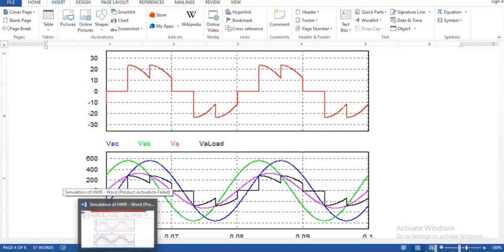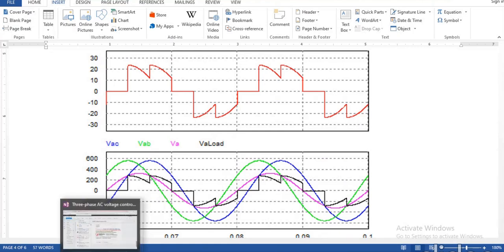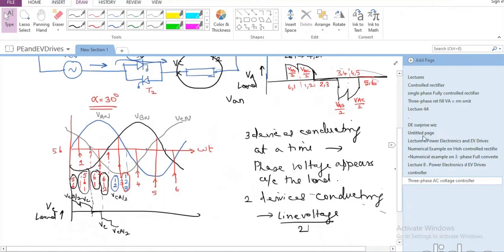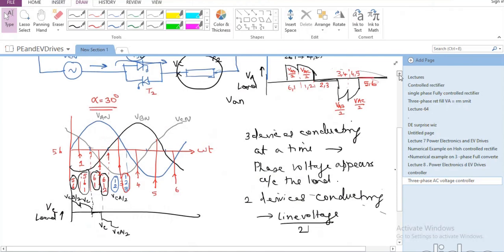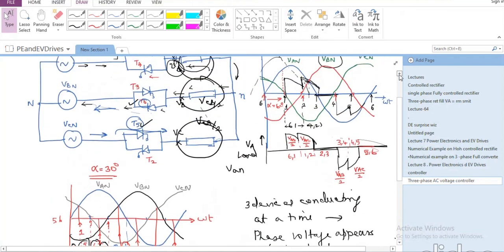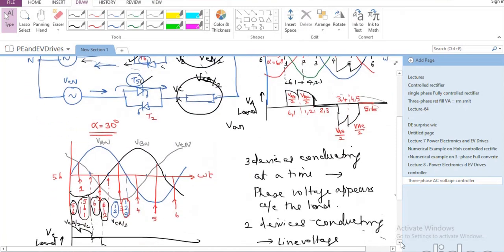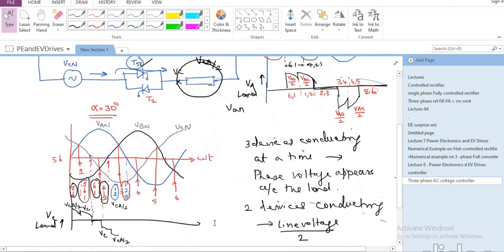Before we conclude on the AC voltage controller, I would like to highlight only one point. If the resistive load itself could be so complicated in terms of some line voltage appearing and some phase voltage appearing in between, it is not going to be all that easy to analyze it with an inductive load.